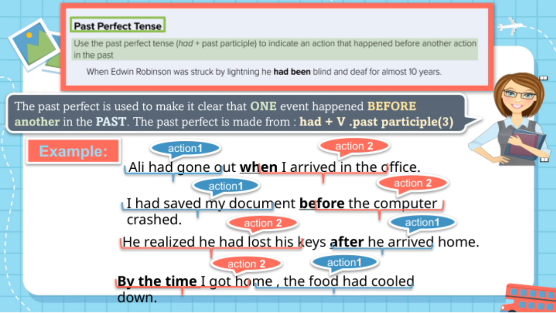Finally, I had saved my document before the computer crashed. This shows that saving the document happened prior to the computer crashing. The key point here is that the past perfect tense helps us clarify the sequence of events in the past. It's formed with had plus the past participle of the verb. Recognizing these cues makes it easier to tell which action happened first, which is essential for clear storytelling and understanding timelines.